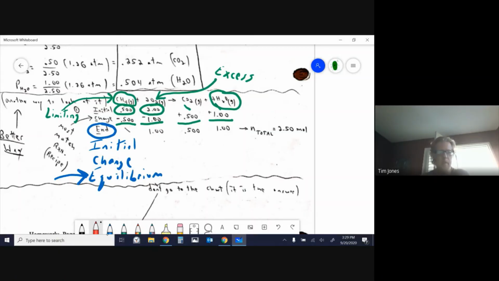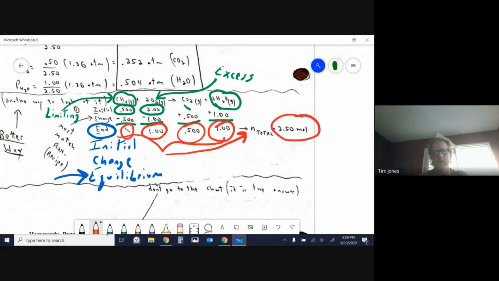Then you do the math. 0.5 minus 0.5 is 0 here. 2 minus 1 is 1. Nothing plus 0.5 is, of course, 0.5, and nothing plus 1 is 1. If you add up all of your amounts of moles of chemical, you end up getting a total moles of 2.50 moles. And that's going to be useful because I want to use this mole fraction concept.